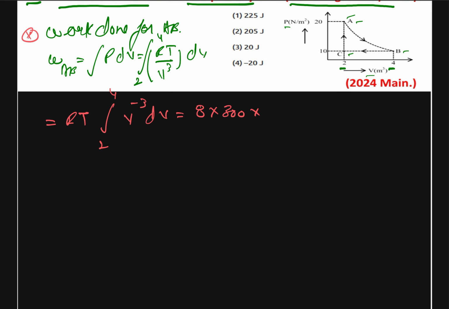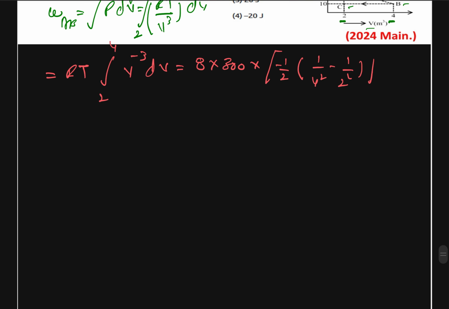Multiply by minus 1 by 2, we can take as common, and we are going to get 1 upon 4 square minus 1 upon 2 square. So we get that our WAB will be equal to 225 joules.